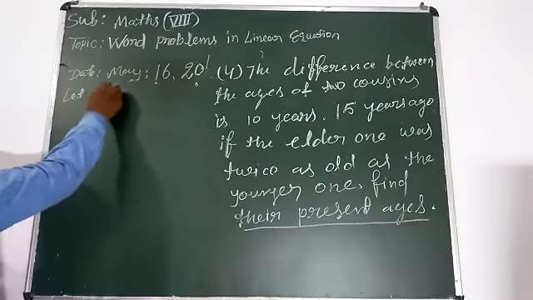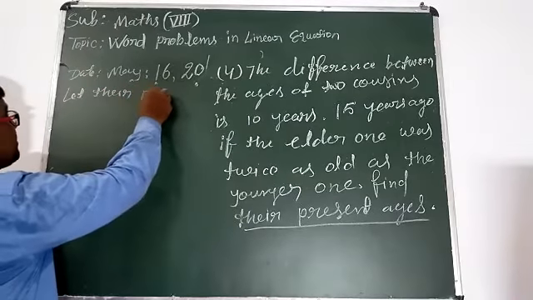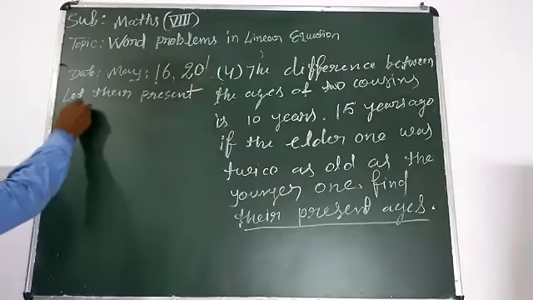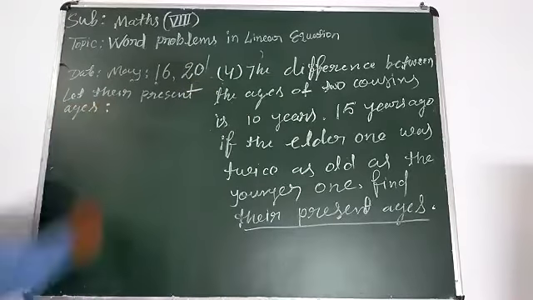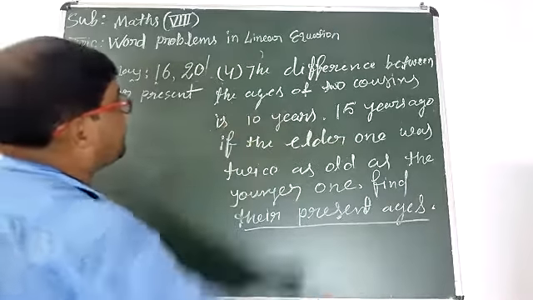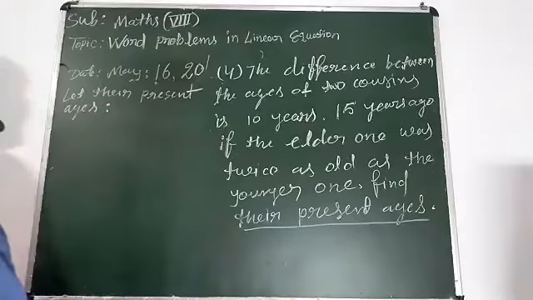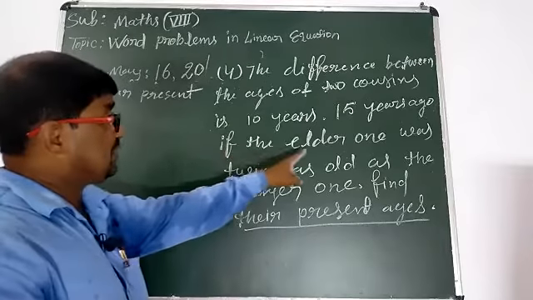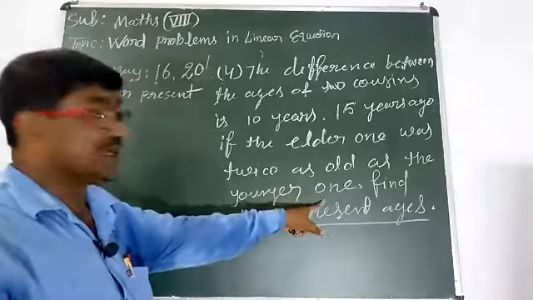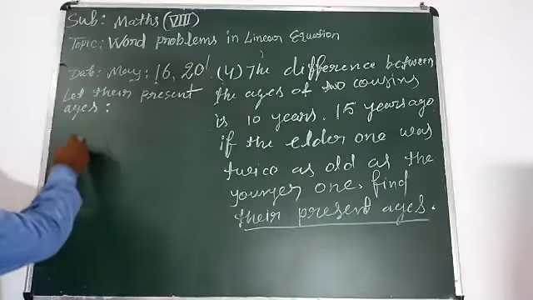Let their present ages be the unknowns. The difference between the ages of two cousins, here there are two cousins. And the second condition is that the elder one was twice as old as the younger one. So we should start from the younger one.